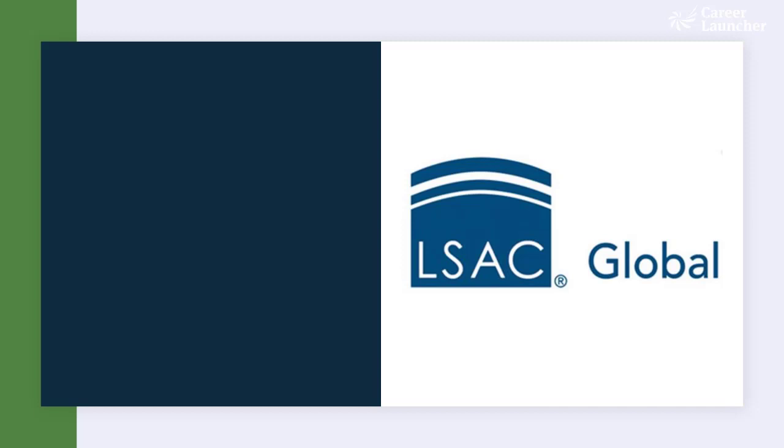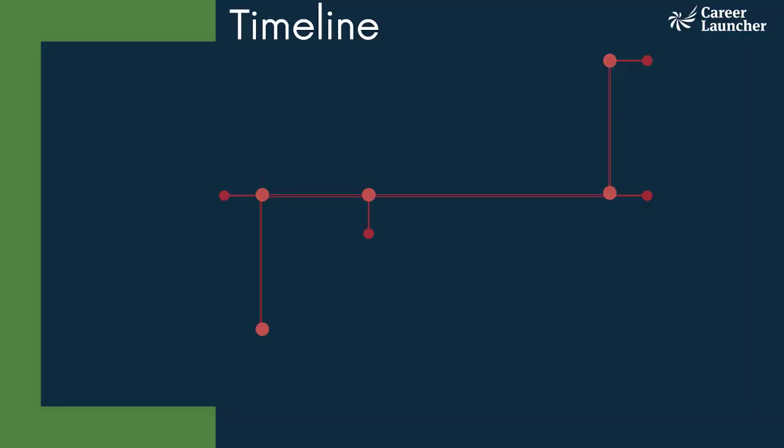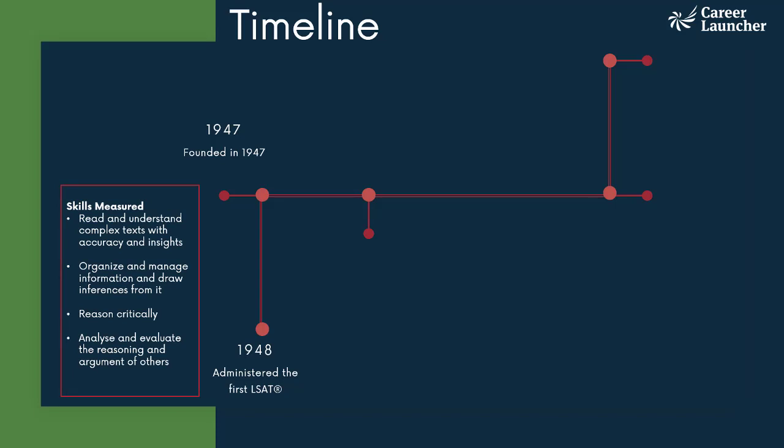If you want to know the story of the Law School Admission Council, here is a small glimpse. The timeline. The Law School Admission Council, LSAC, was founded in the US in 1947. Their job is to design a test for law school admissions. In 1948 they administered the first LSAT test, designed to measure certain skills. Read and understand complex text with accuracy and insights. Organize and manage information and draw inferences from it. Reason critically. Analyze and evaluate the reasoning and argument of others.